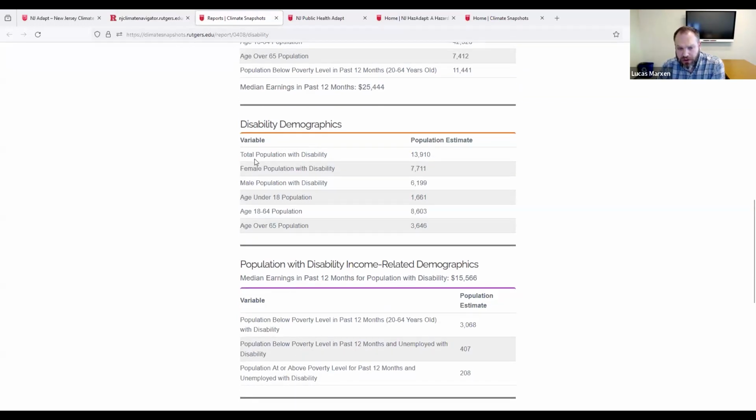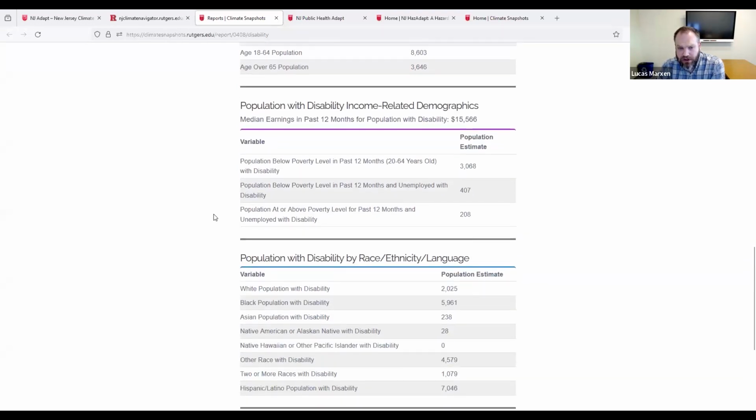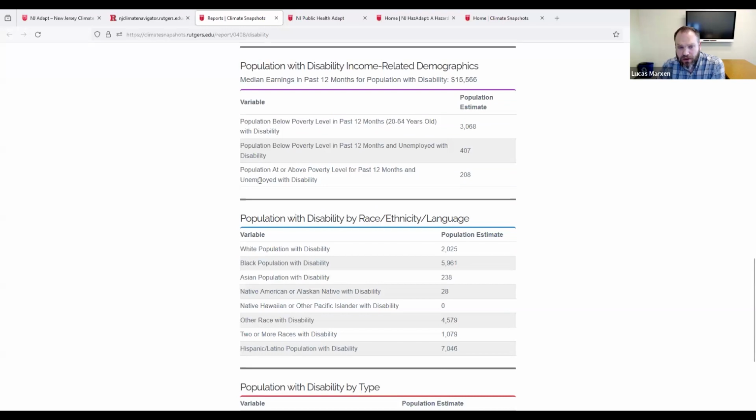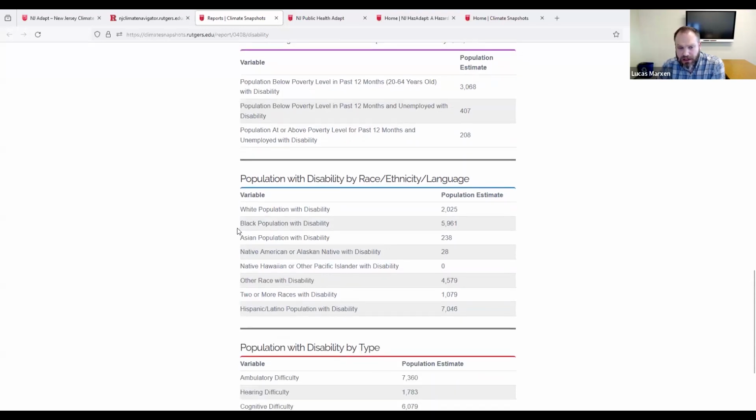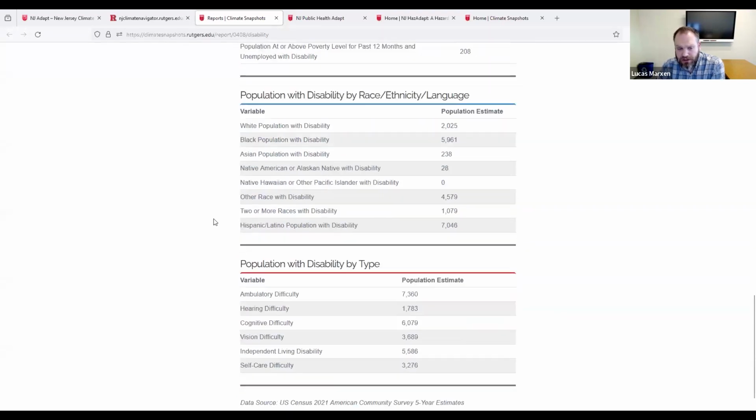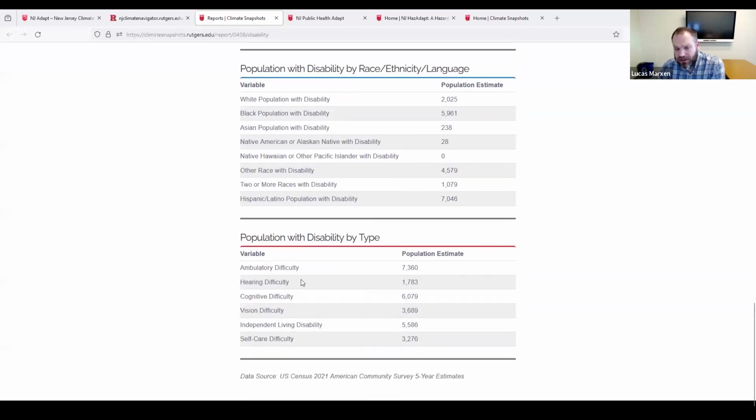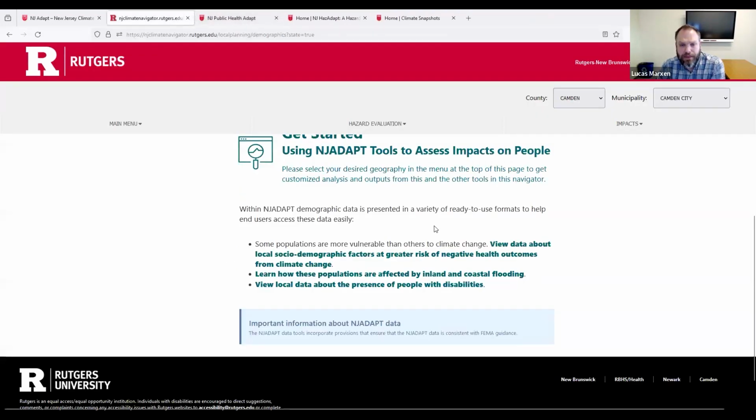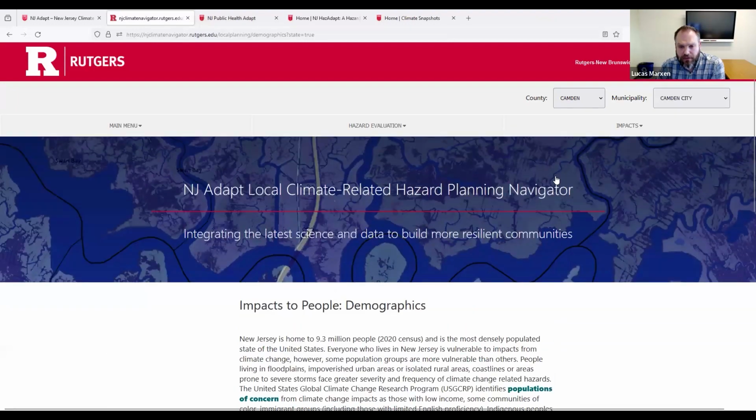So you can see both the total number, total population that have reported to have a disability, breakouts by age and sex. And then we even go down into some more detail looking at specifically populations that are below the poverty level with disabilities, or that might be unemployed with disabilities, different racial groups with disabilities, and then also broken out by disability type. So if there are specific groups that may be more at risk of ambulatory difficulty or cognitive difficulties, things of that nature. So that covers the demographic section.